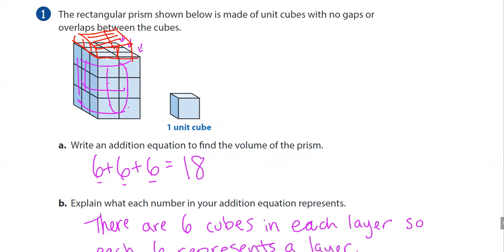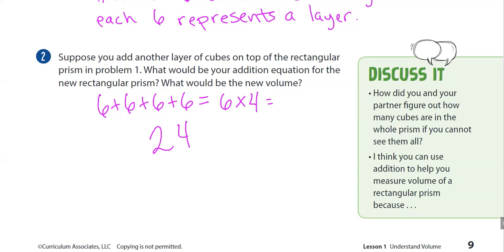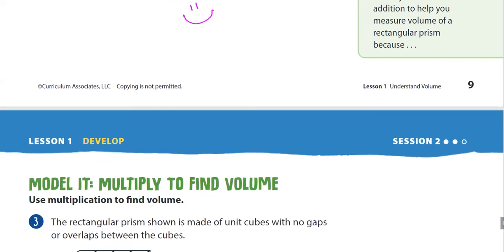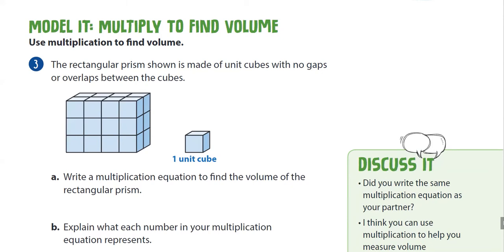So instead of doing our vertical layers, we're doing flat, horizontal layers. So now it's 6 plus 6 plus 6 plus 6, which my genius 5th graders know repeated addition means multiplication. So it's 6, 4 times, which is 24. So we did our addition. Now let's actually do the multiplication.